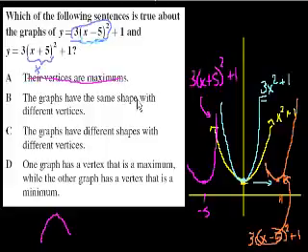The graphs have the same shape with different vertices. Yeah. Both of these graphs have the shape of 3x squared, but the one vertex is 10 to the left of the other one. So I think B is our choice. Let's read the other ones. The graphs have different shapes with different vertices. No, they have the same shape. They definitely have the same shape. I mean, they both have this 3x squared shape. One graph has a vertex that is a maximum, while the other has a minimum. No, that's not right. They both are upward facing, so they both have minimum points. So it's choice B.